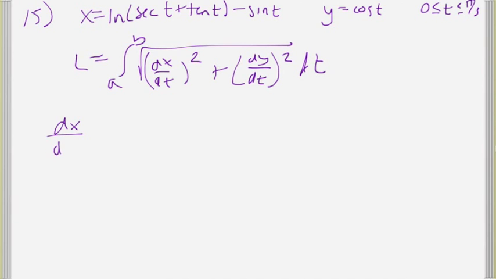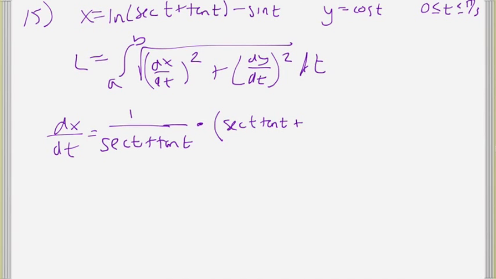So dx dt has this ln of stuff. What's the derivative of ln? 1 over stuff, times the derivative of stuff. Chain rule times the derivative of the stuff. What's the derivative of secant? Secant tangent. Plus, what's the derivative of tangent? Secant squared. And then there's still a minus sign, so we need a minus cosine.